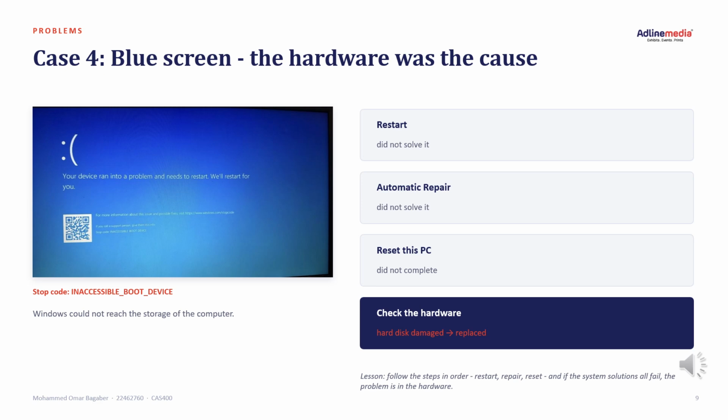We restarted the computer. It didn't solve the problem, so the computer entered the automatic repair screen. The repair screen also didn't solve it. We opened the recovery option and tried Reset this PC, and the reset also didn't complete. At this point, it was clear that if all system solutions fail, the problem is not the system. So we checked the hardware and found the internal hard disk was damaged.